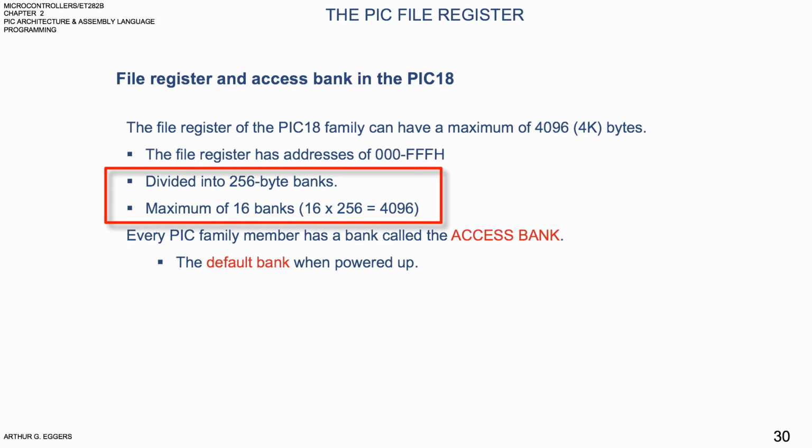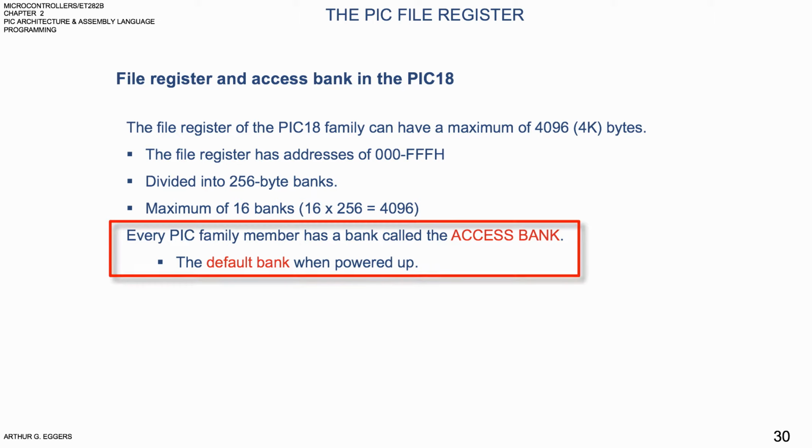Although not all members of the PIC-18 family have that many banks, every PIC-18 family member has at least one bank for the file register. This bank is called the access bank, and it's the default bank when we power up the PIC-18 chip. To simplify how we use the file register in the PIC family, we focus on a single bank that is found in every member of the PIC-18.